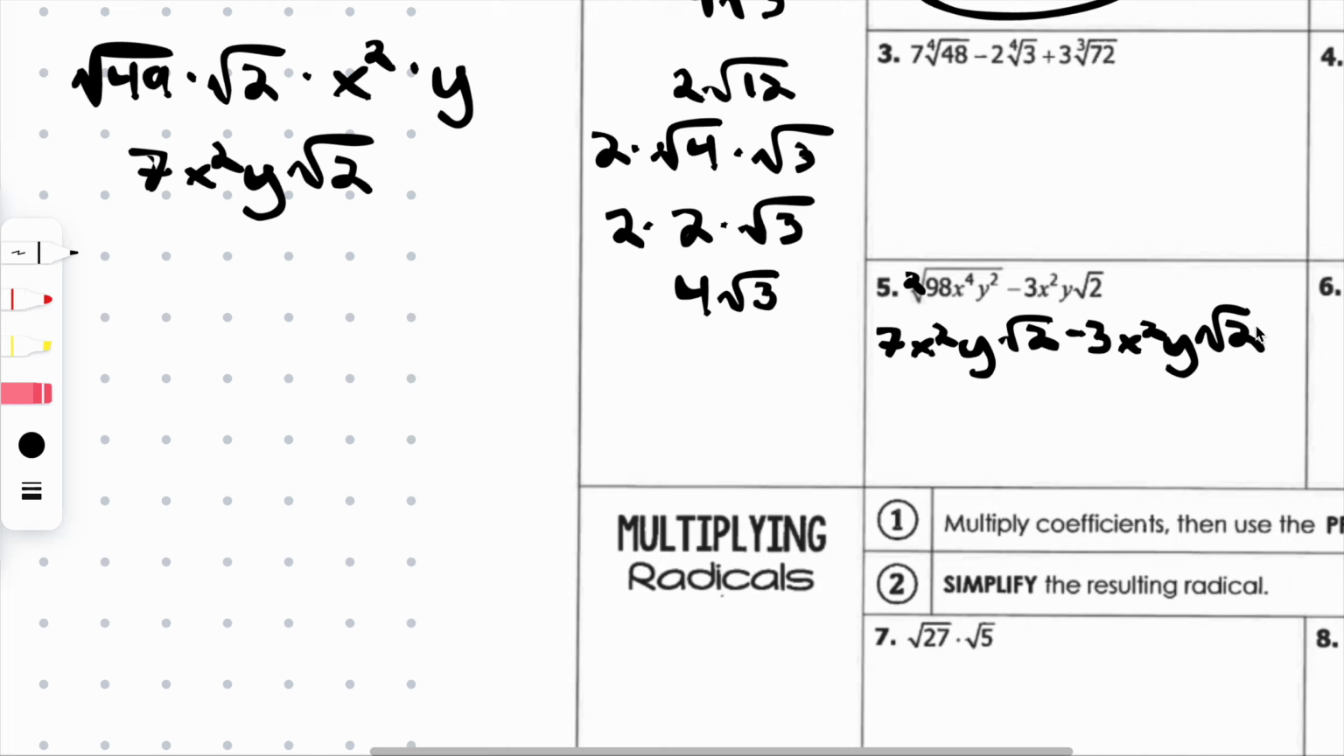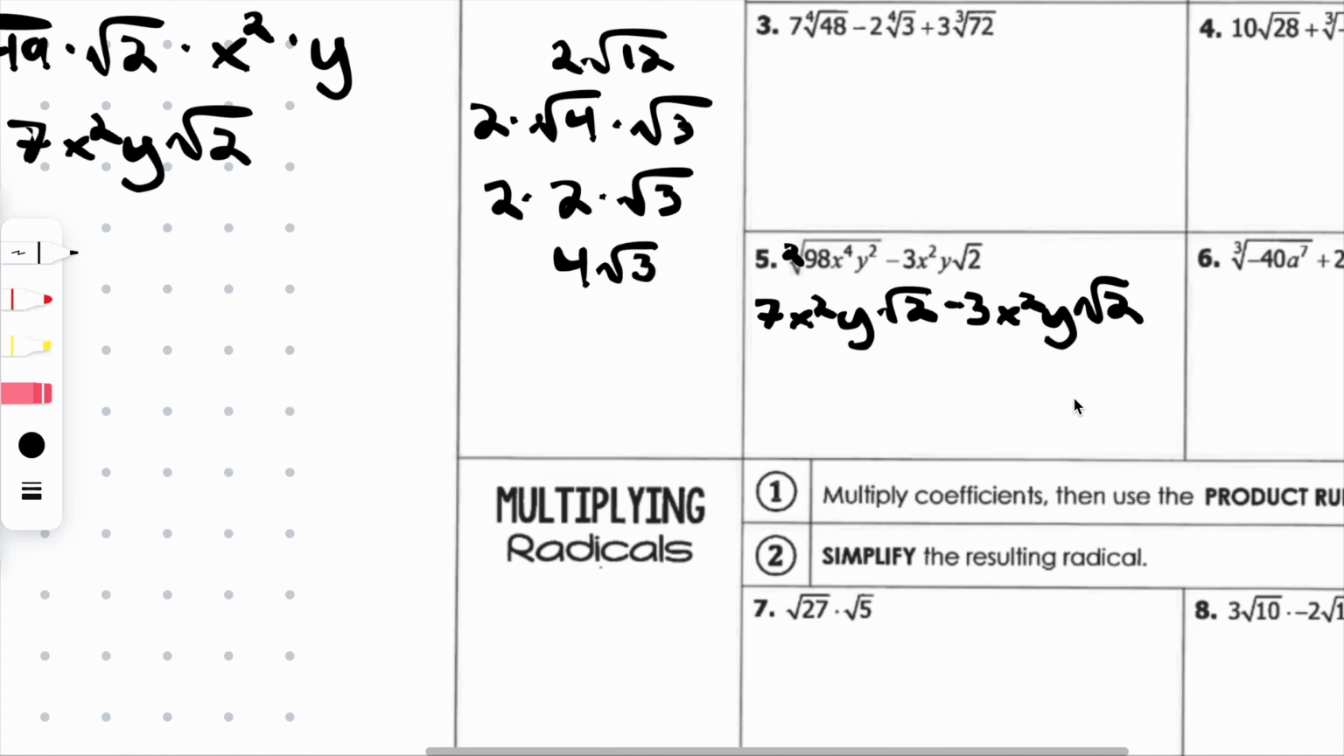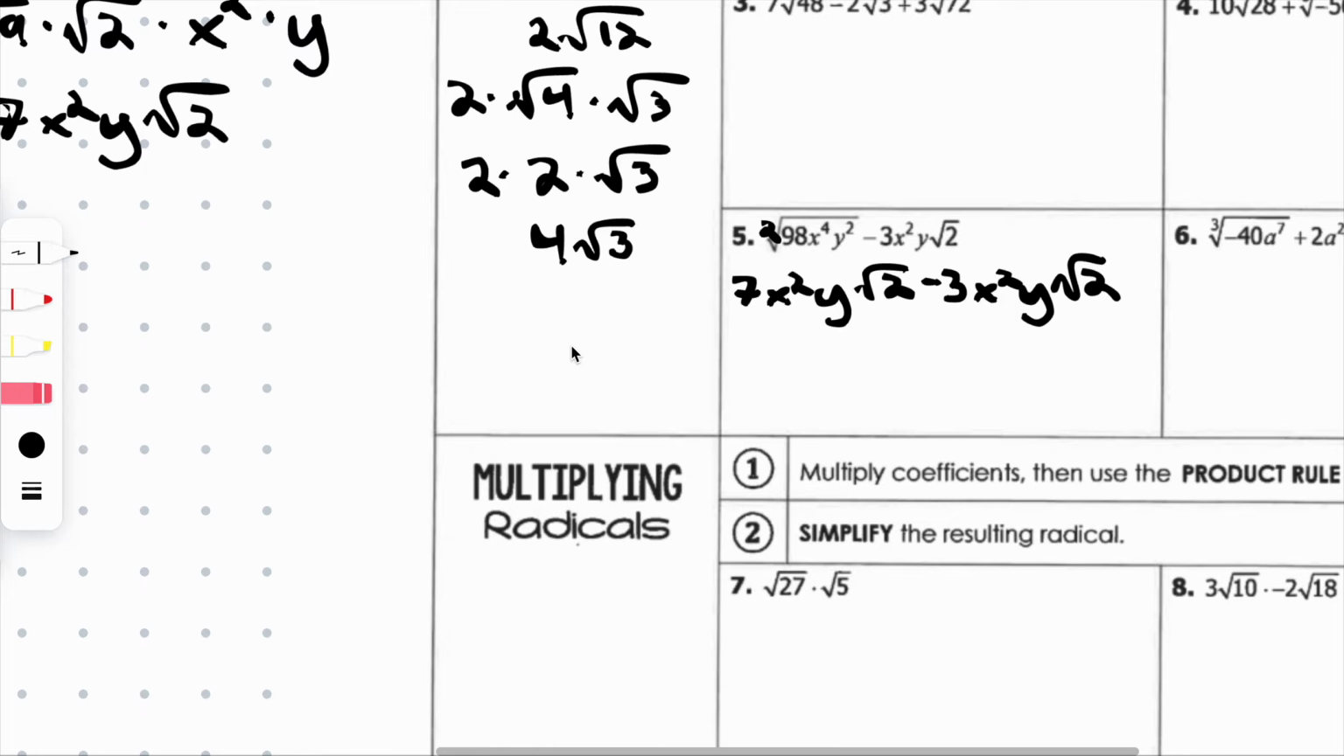Well, I noticed this common term, x squared y root 2. What if I were to rewrite this equation as x squared y root 2 times 7 minus 3? Essentially just factor out an x squared y root 2. That would give us 7 minus 3, which is 4. So we'd basically say x squared y root 2 times 4.